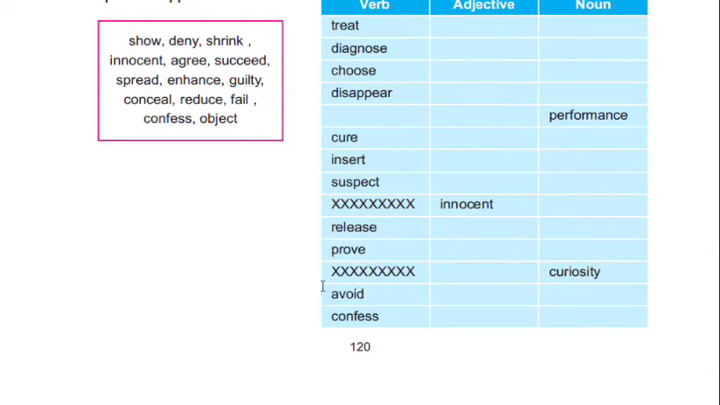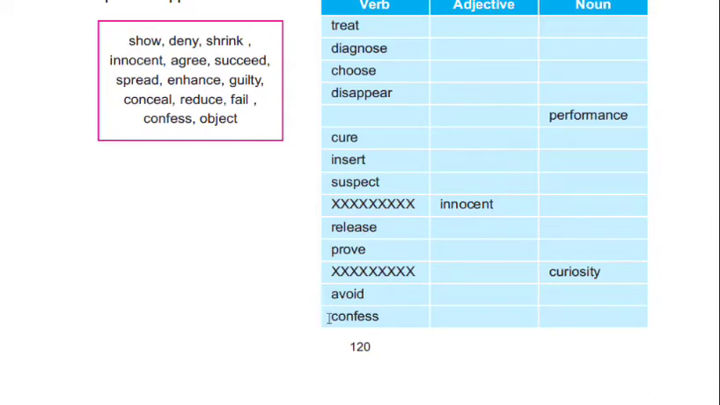Avoid is the verb. Avoidable is the adjective, something that you can avoid, you can not do. Avoidance, as in performance, is the noun.